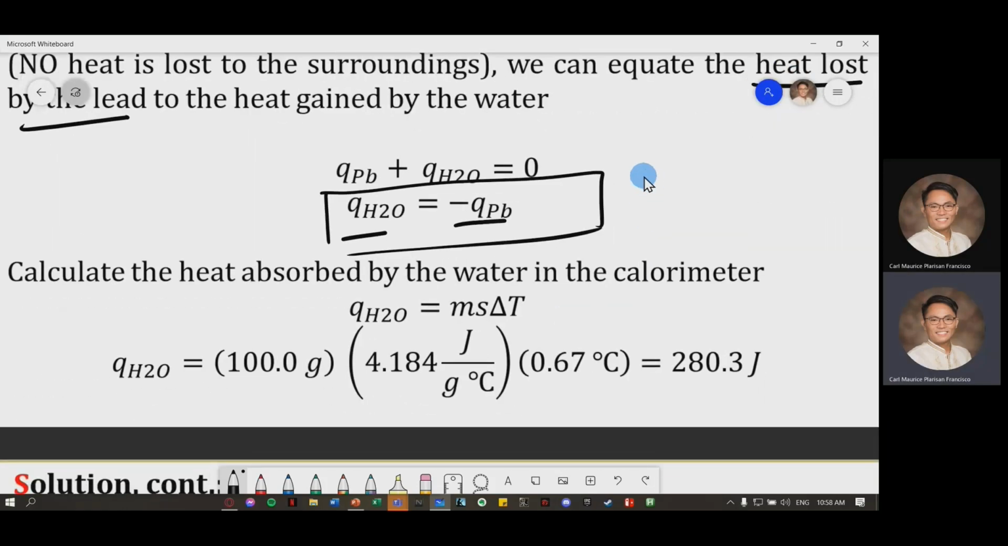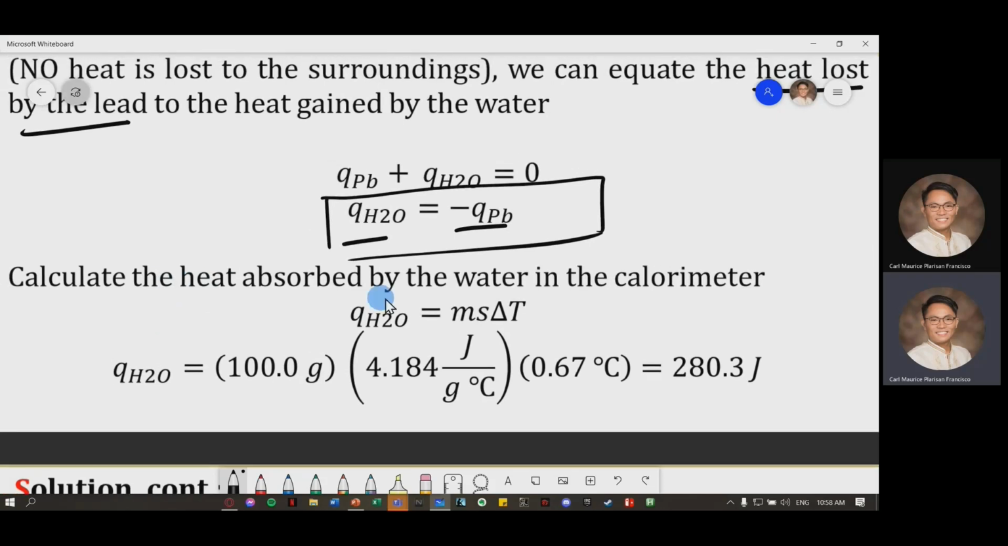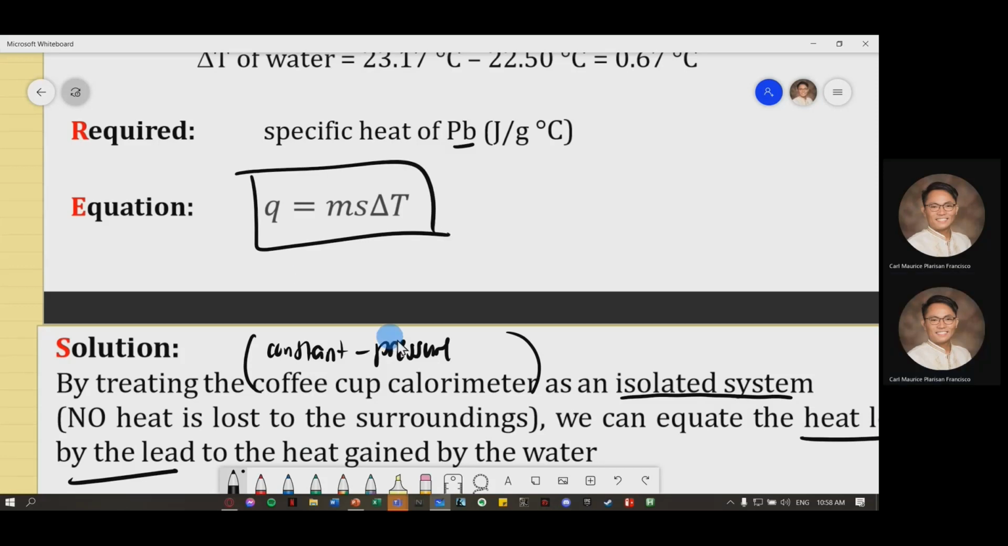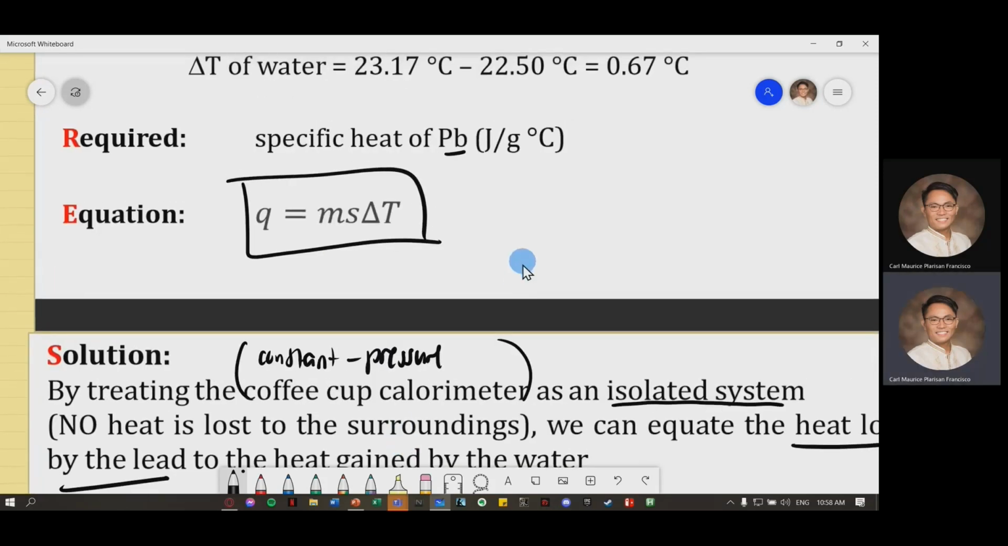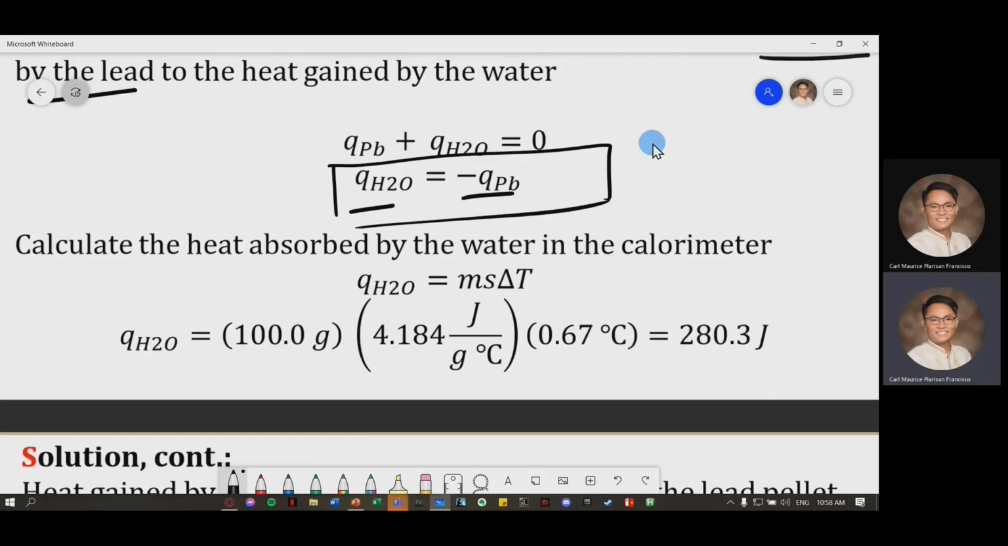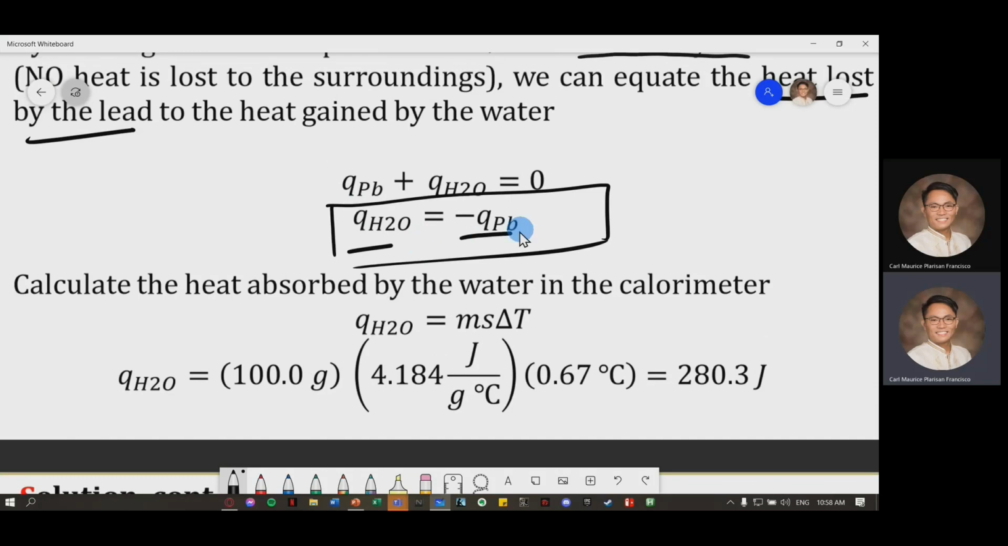So next step, calculate the heat absorbed by the water. So isa-solve natin yung QH2O. So paano siya isa-solve? Specific heat. Ayan, nakalagay. Specific heat. Although, ang sinusolve po natin ay specific heat ng lead, okay? Alalahanin po na heat water is equal to negative heat lead. So in the long run, masasolve pa rin natin yung heat ng lead.